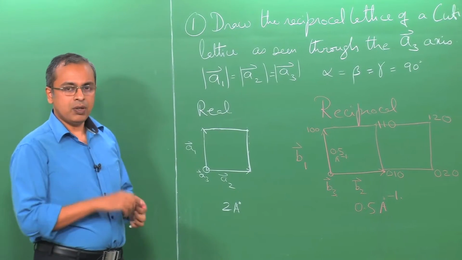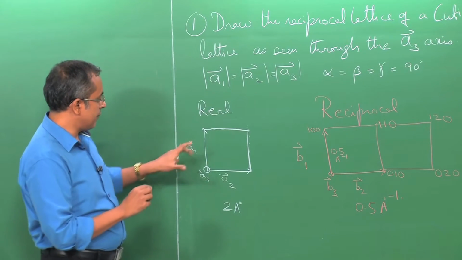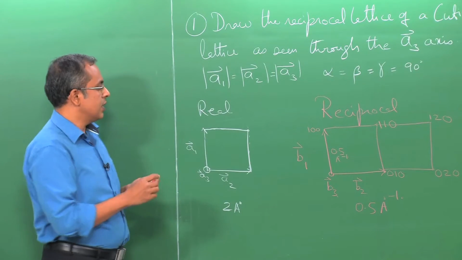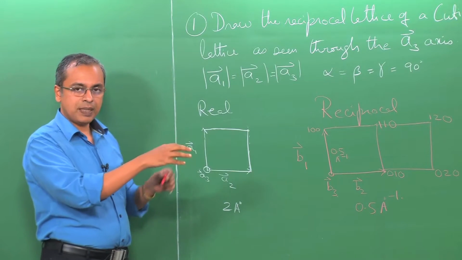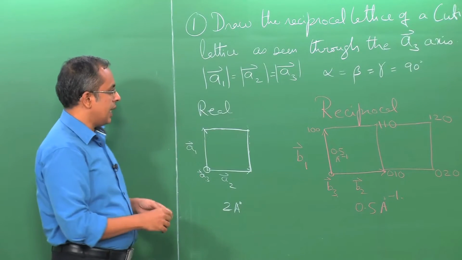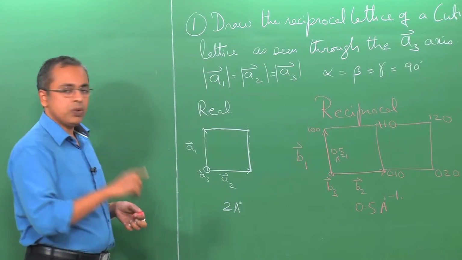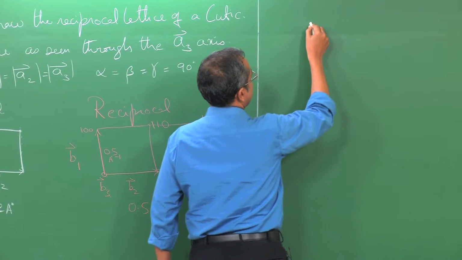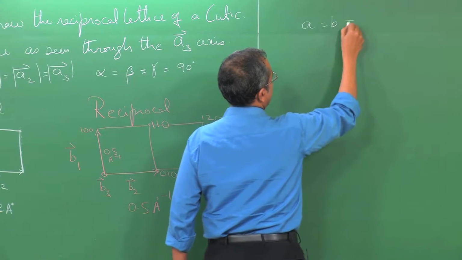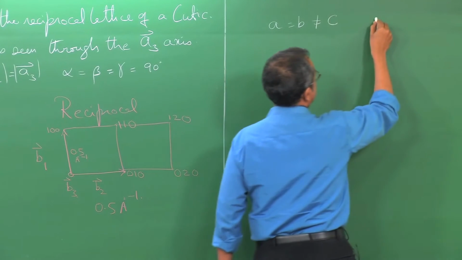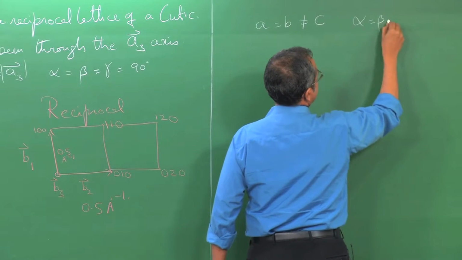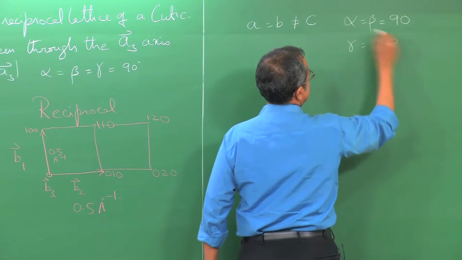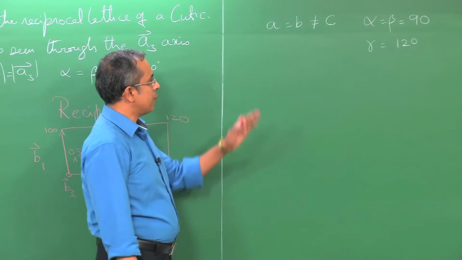We will do a similar example, similarly laid out, except that we will relax some conditions. The previous case was convenient for us because the axes were all perpendicular to each other. We will make it a little bit more difficult by relaxing the conditions on the lattice and then see what we get. We will now look at a hexagonal lattice. A hexagonal lattice has the following conditions: A equal to B not equal to C, and alpha equals beta equals 90 and gamma equals 120. This is the description we have for a hexagonal lattice.